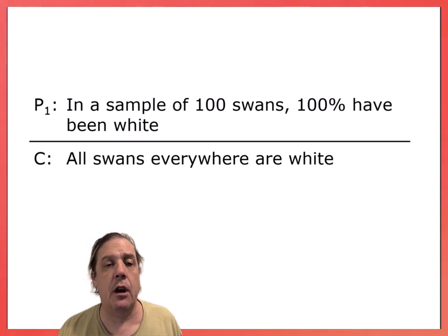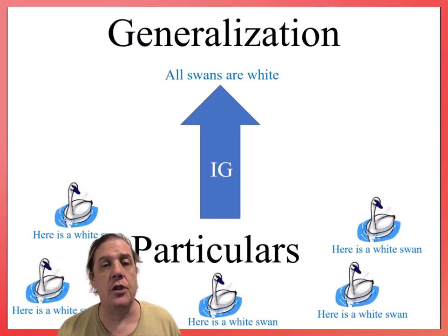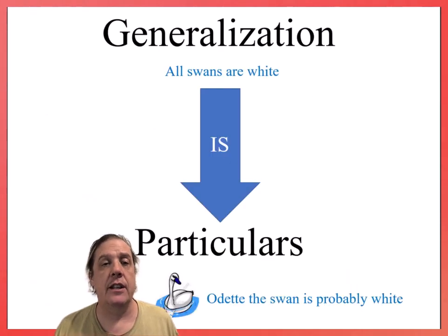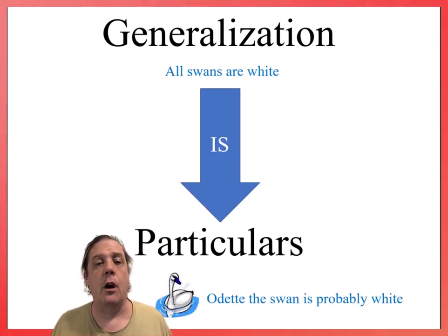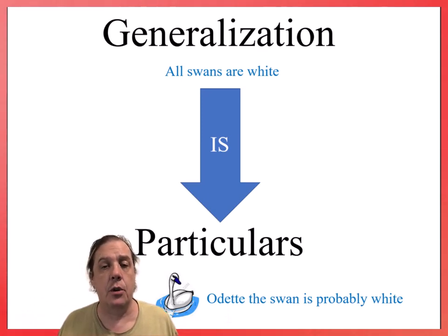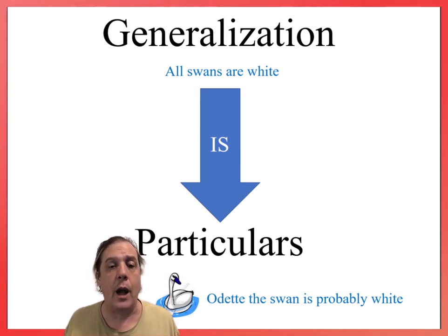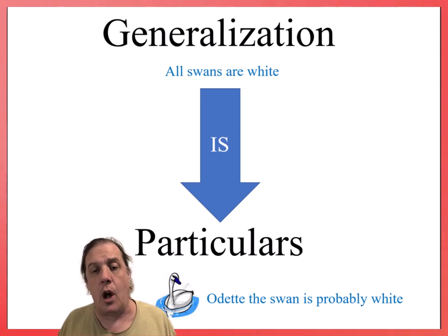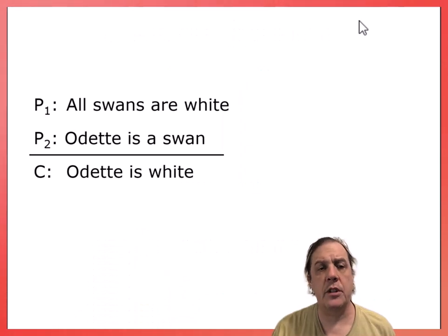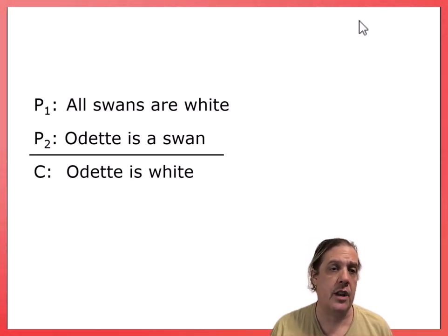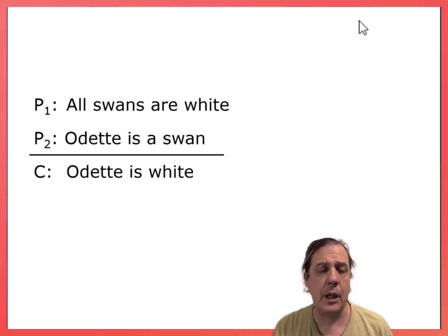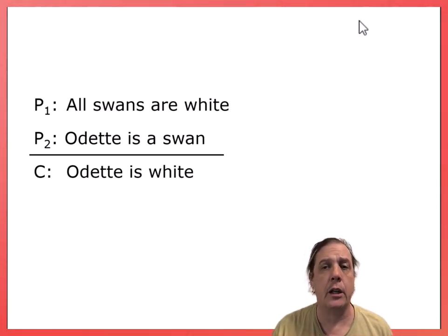So inductive generalization goes up to a generalization. Instantiation syllogism goes down from a generalization to a particular. So you might start out saying all swans are white, and then say therefore Odette the swan is probably white. So when you put the argument in standard form, it's going to look like this. All swans are white. Odette is a swan. Therefore, Odette is white. It actually looks exactly like the all men are mortal or all people are mortal argument that we looked at a while back.